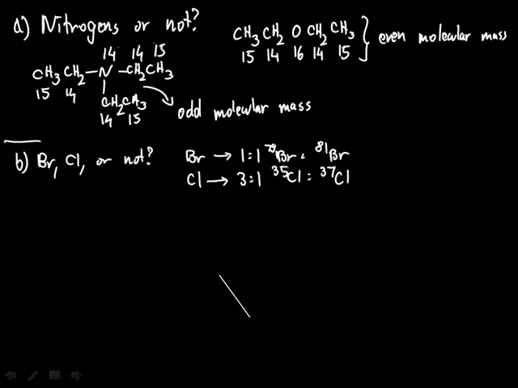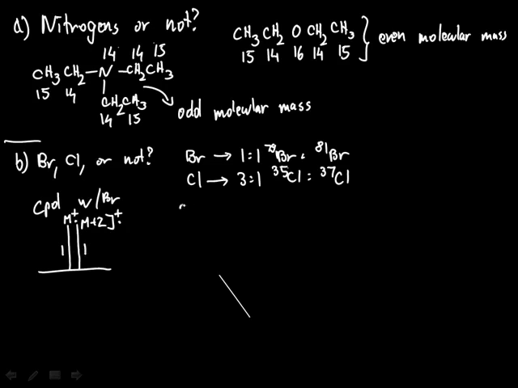This means that in a spectrum of a compound with bromine, we will get 2 molecular ion peaks. There will be 1 peak which corresponds to a molecule which has bromine 79, and so this will be M+. But then 2 mass units away, we will have M plus 2 plus. Okay? And these peaks will be 1-to-1 because bromine isotope ratio is 1-to-1.